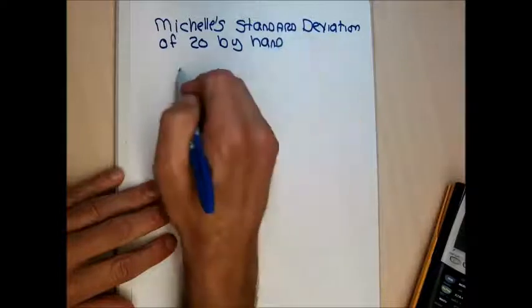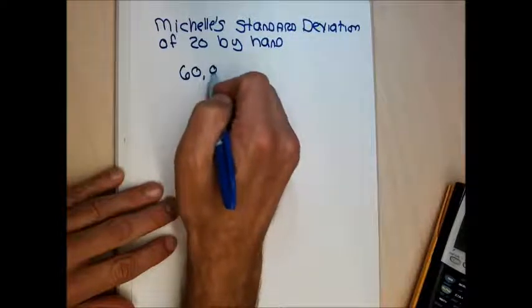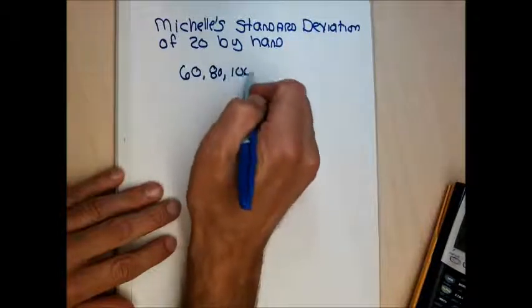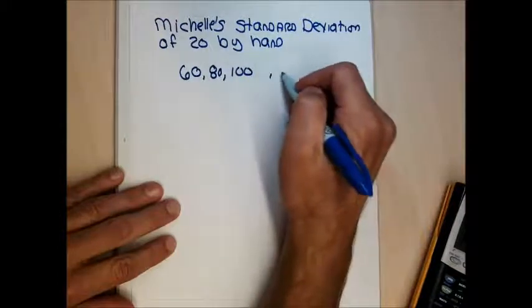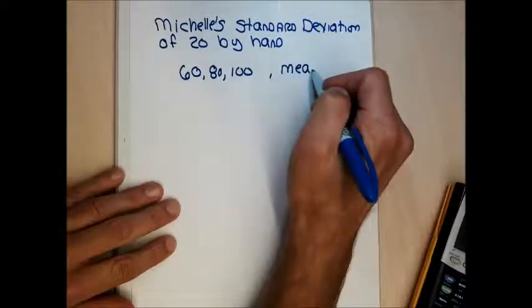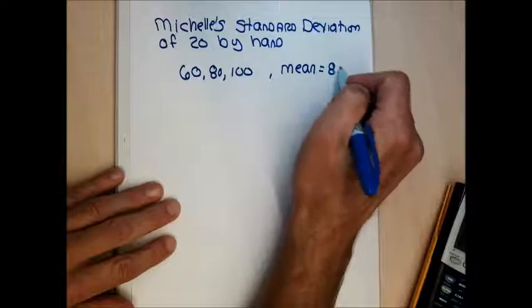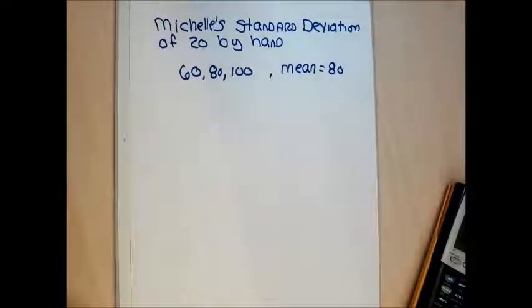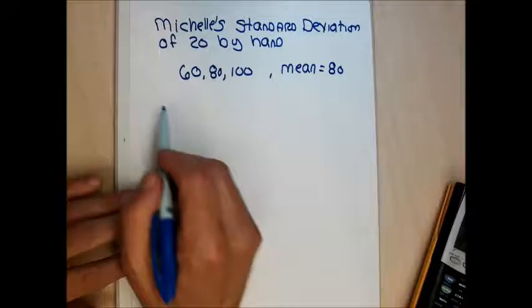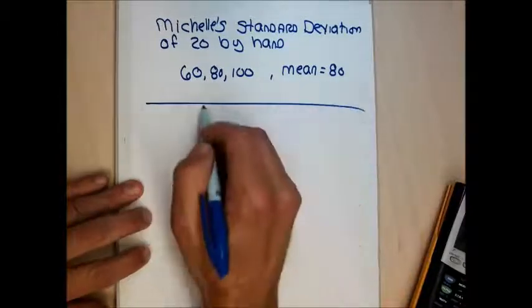So her 3 test scores were 60, 80, and 100. And the first thing I did is I computed the mean of her score, and we got the average of Michelle's 3 test scores to be 80. What I'm going to do to find her standard deviation is make a big table.